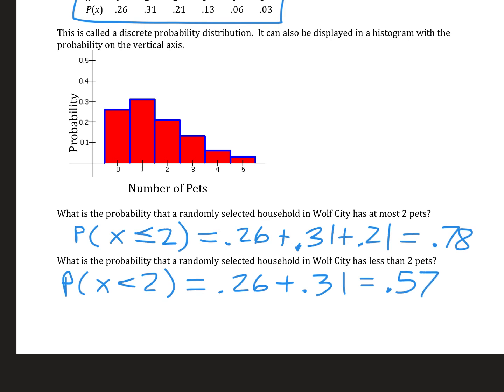All right, we have one more question. This is kind of a preview of a future lesson. Notice that if we remove the option of equaling to, it changes the probability. When we learn about probability distributions for continuous variables, it won't matter if you include or you don't include the number. But for discrete, it does matter.